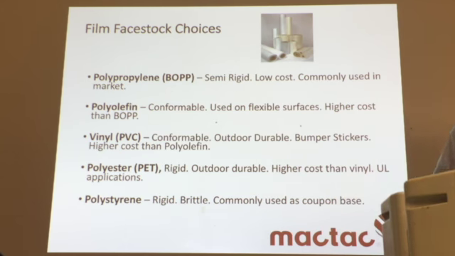If a customer wants a film that'll perform like a paper where they can rip it, this would be a good substrate because it's brittle. An application for that would be a security label going around the edge of the box.